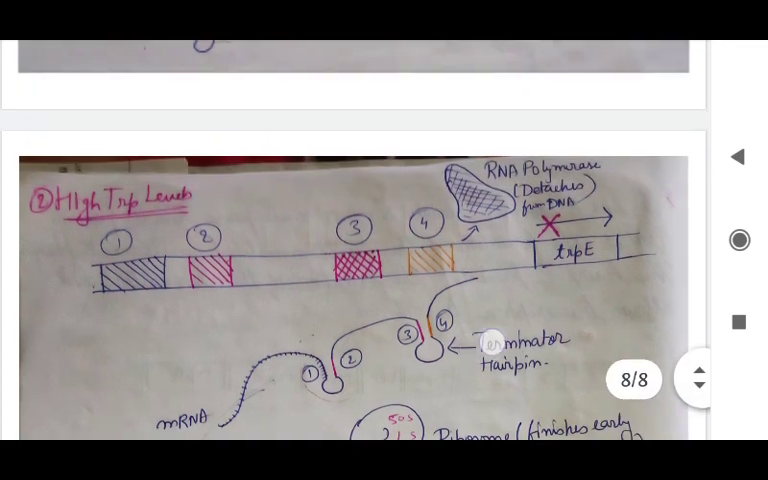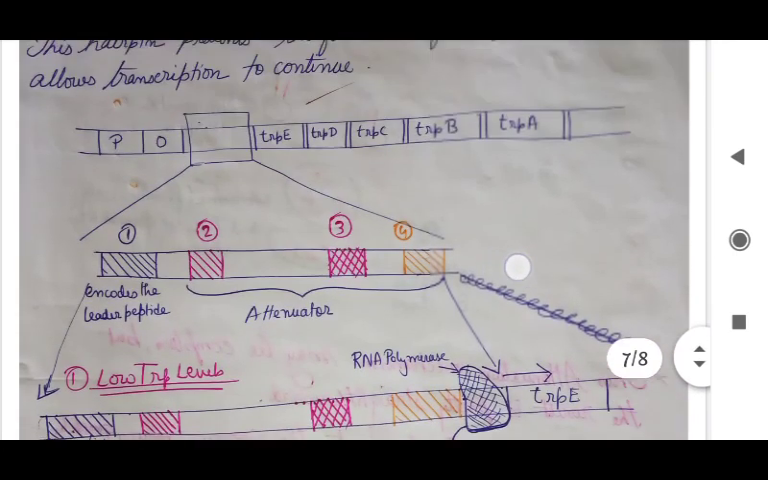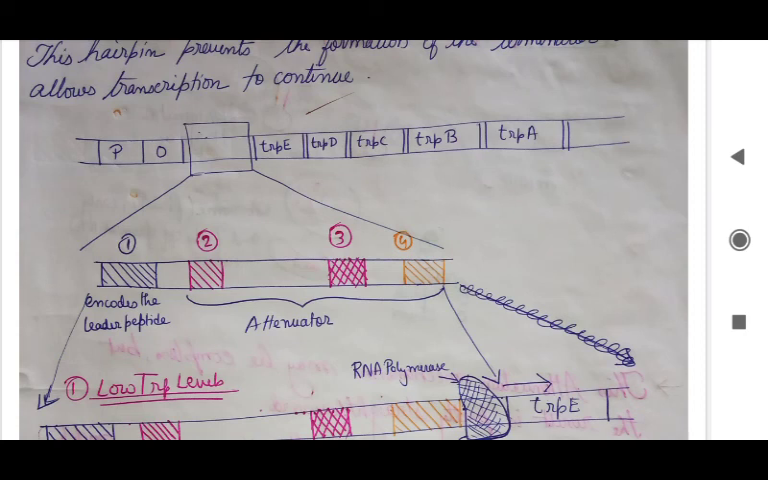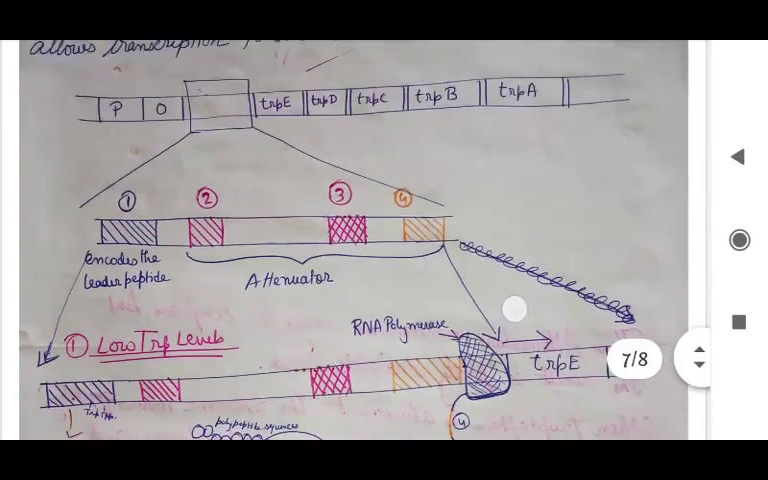Again I repeat, just a short overview. When the level of tryptophan is high, then what happens? The ribosome has to wait. When the tryptophan level is low, then what happens? The ribosome has to stall. It has to wait for the tRNA attached with tryptophan to come and bind and carry out the translation. Now as the tryptophan level is very, very low, it has to wait, and thus this will act as a signal.